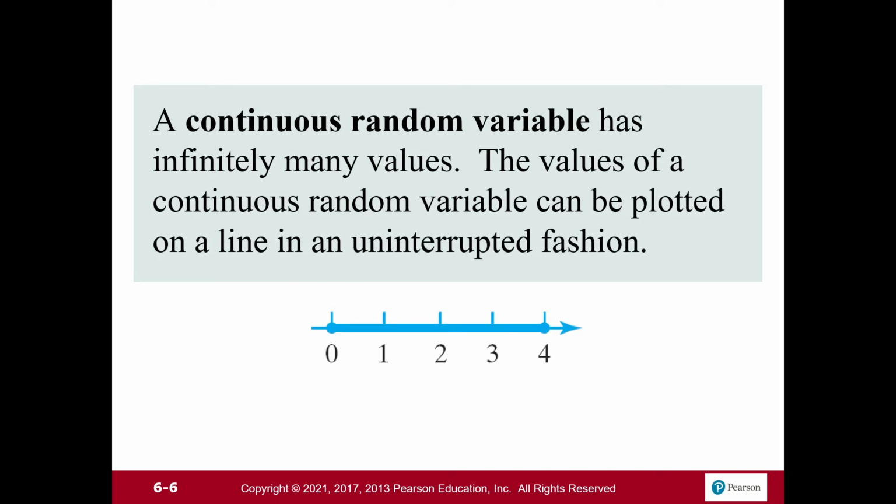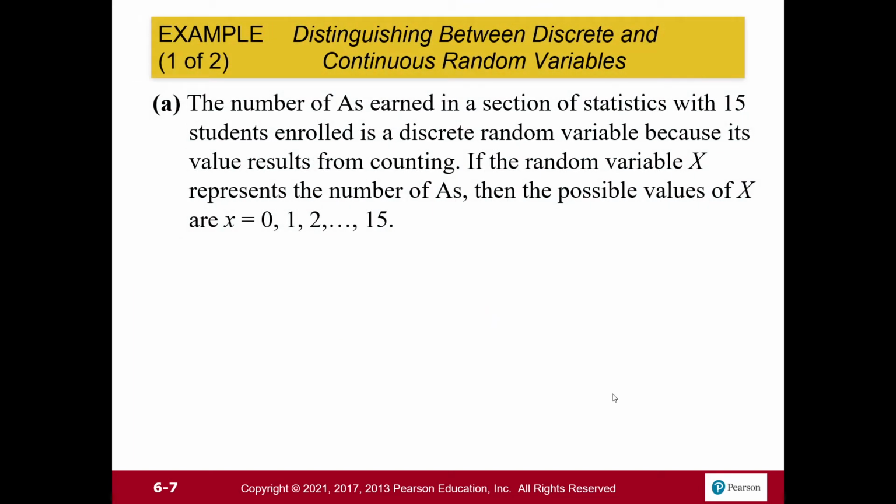A continuous random variable has infinitely many values. The values of a continuous random variable can be plotted on a line in an uninterrupted fashion. So it's a continuous number line where between any two numbers there's another number. We call it a continuum of numbers. So we have fractions, decimals, all sorts of decimals in between every number. We're not just talking about the whole numbers. Distinguishing between discrete and continuous variables.